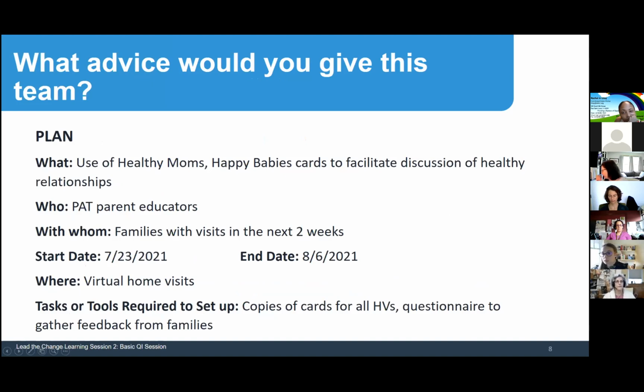All right. So we're going to do a little test here of your own CQI coaching skills. We have a plan, and we took this plan from a previous cohort of the collaborative. You can see that this team's plan is to use Healthy Moms, Happy Babies cards to facilitate discussion of healthy relationships. In this case, the parent educators are going to test this with families who have visits in the next 2 weeks. So this test is going to occur between July 23rd and August 6th. This will be tested during virtual home visits, and the team is going to have copies of cards that they pass out to all the home visitors and a questionnaire to gather feedback from the families. So as we think about that first tip that we just talked through, what advice would you give this team?